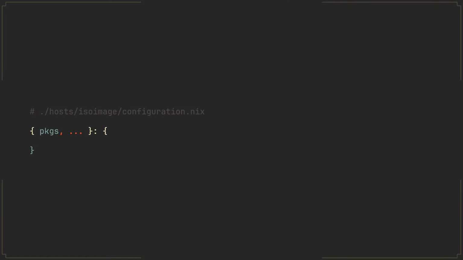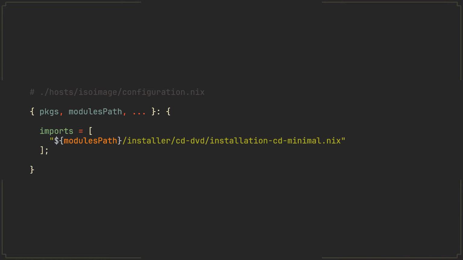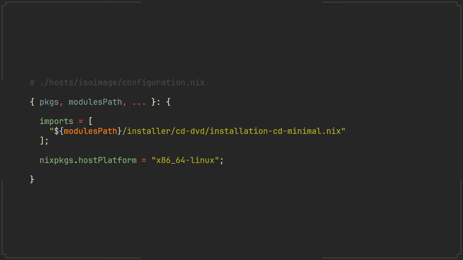Create a new configuration.nix file at the reference location and fill it with basic module boilerplate. Now we want to include modulesPath in the parameter set at the top, and we are finally ready to import the installation CD module. It will do all of the heavy lifting for us, so we can focus on personalizing our installer. Flakes require us to be super explicit about everything, so we also need to set the host platform here.